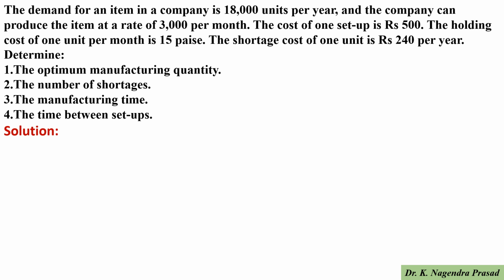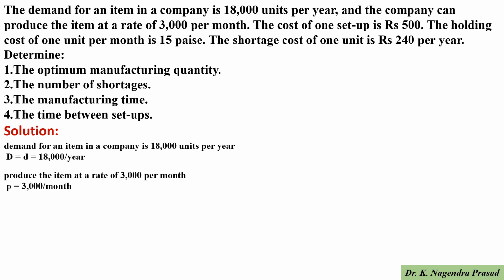So first, write down the given data. It is given the demand for an item in a company is 18,000 units per year. So let's consider the demand rate, capital D or maybe small d, which is equal to 18,000 per year. Next, it is given the company can produce the item at a rate of 3,000 per month. So the production rate P is equal to 3,000 per month.